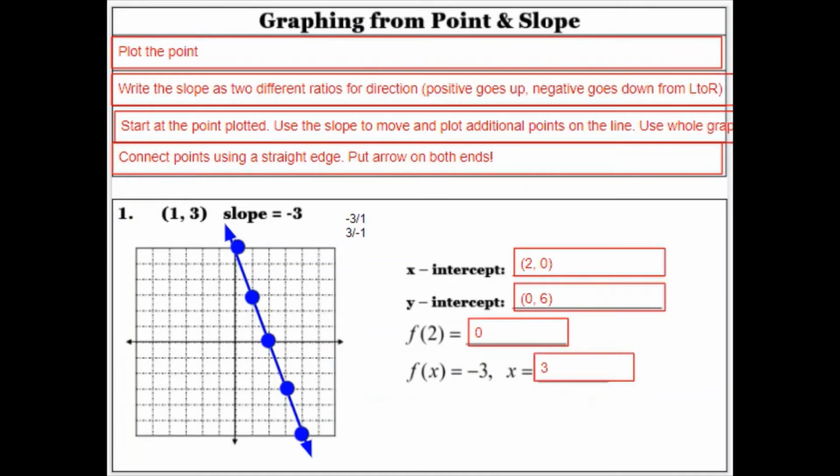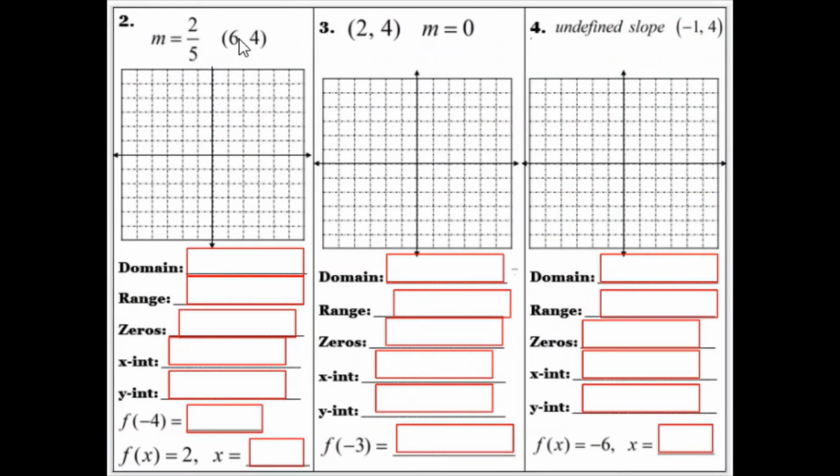Okay, going on to the next page. All right, 6, 4. So I take a point and I'm going to plot it at 6, 4. So over 1, 2, 3, 4, 5, 6, and then up 1, 2, 3, 4. So we are right about there.